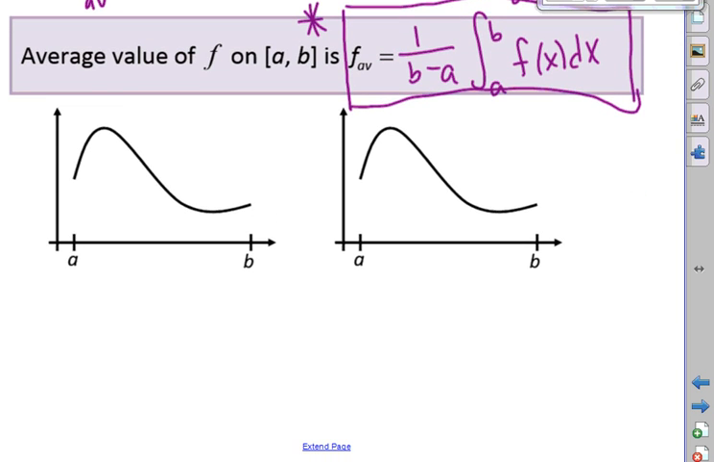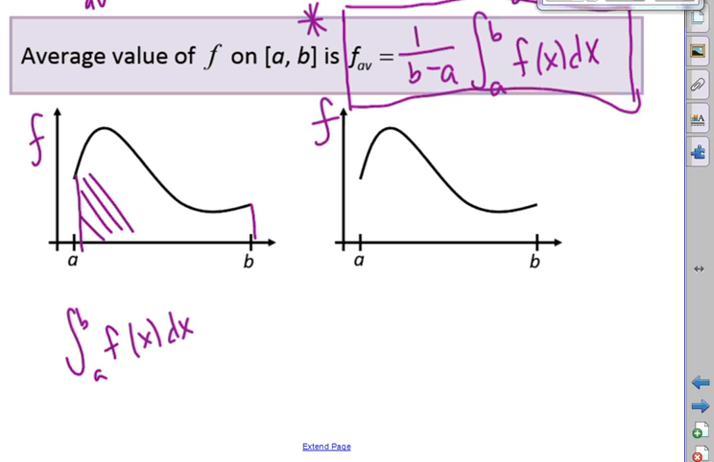So if this is the graph of f here, all right, so these are both the graph of f. If I were to find the integral of f from a to b, then that represents the area underneath this curve. Okay, so if I were to calculate the area underneath this curve, that represents that integral from a to b.